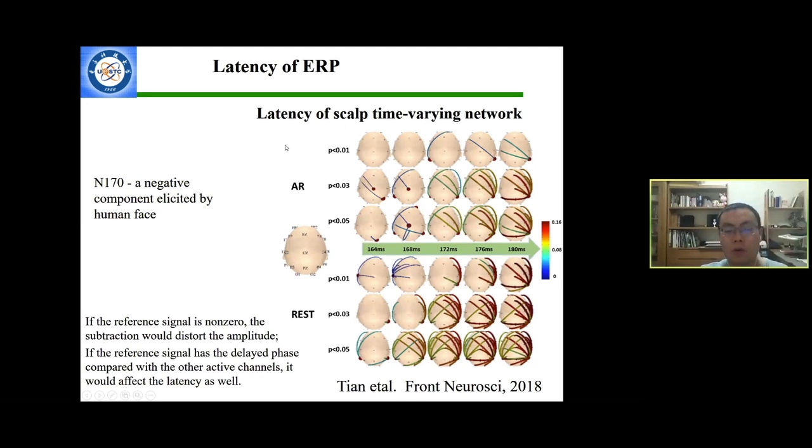In this paper, the authors investigated the latency of scalp time-varying networks. Using the different reference methods, you can get different results, and the latency of AR is larger than the REST reference. And that means if the reference signal is non-zero, the subtraction would destroy the amplitude. And if the reference signal has a delayed phase compared with other active channels, it would affect the latency as well.